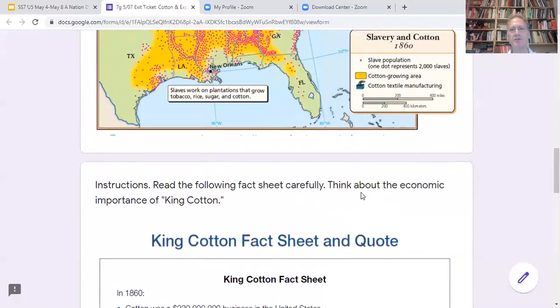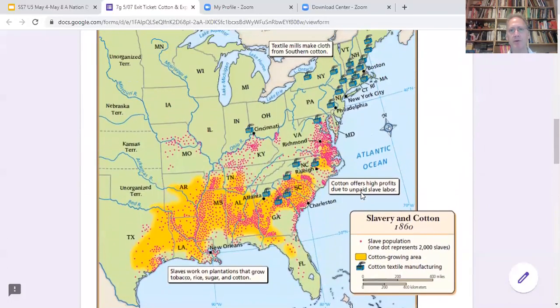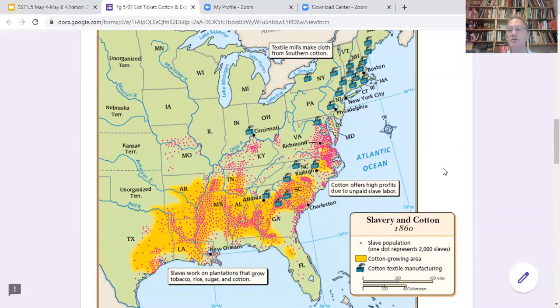So the first document is a map here. When you look at this map, it illustrates the expansion of slavery and the cotton economy in the South. Whenever you look at a map like this, look at first at the legend. This is called the legend. The legend has the keys to the map. A map will have symbols, colors, and in this case, the dots represent slave population. One dot represents 2,000 slaves, and then the yellow represents cotton growing areas. And then finally, the little icon here for factory represents cotton textile manufacturing.